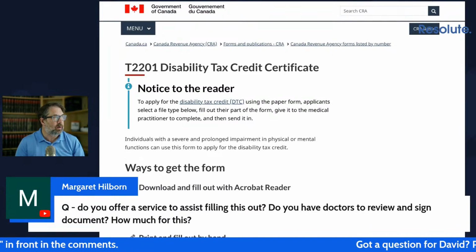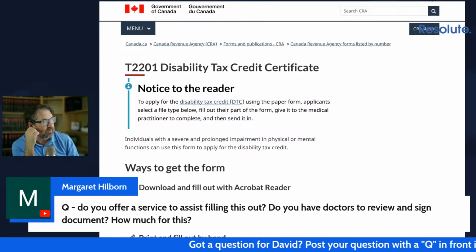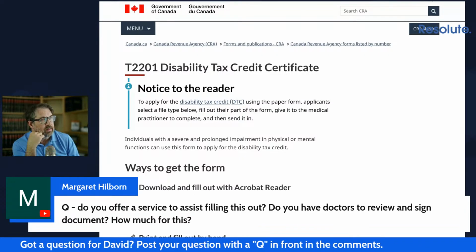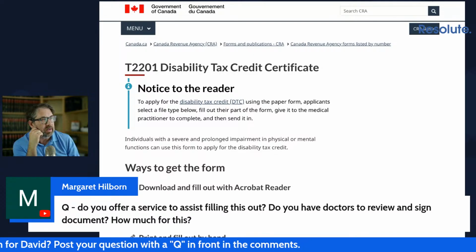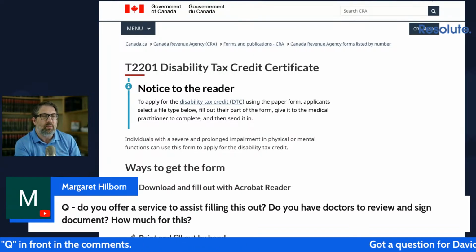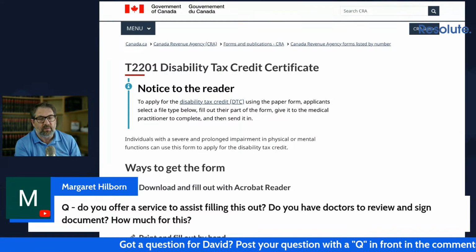This was from Margaret. She's asking, do you offer a service to assist filling this out? Do you have doctors to review and sign the document? How much for this? We do not offer to fill this out for people. That's not a service that we do here at Resolute Legal. Where we come in is if people get to the Tax Court of Canada and need to appeal at that level, then that's when we get involved.